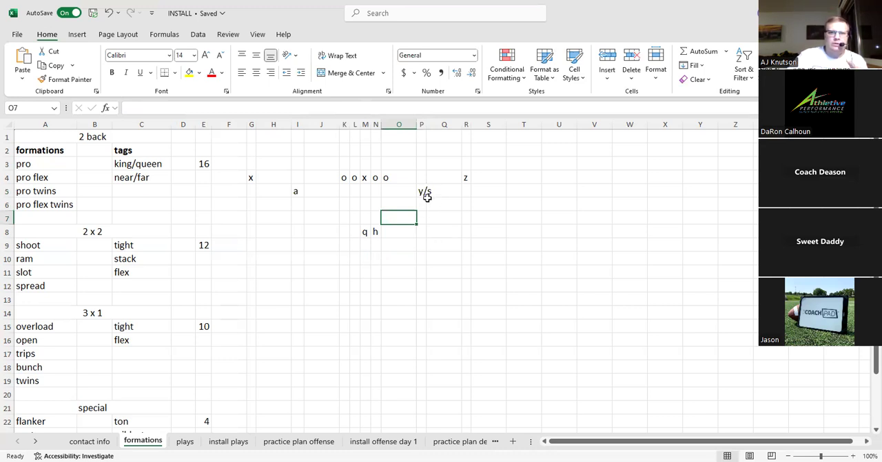Yeah, thank you. And so like you said, this could be an S. Now if that was an S and you brought in a back, what would that be? That would be 30 personnel. You'd have 3 backs in the game and no tight end.